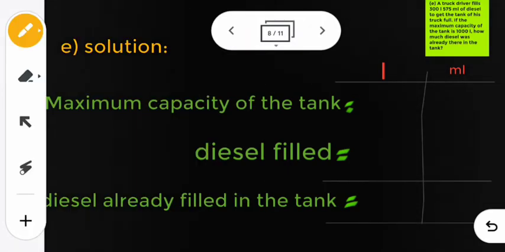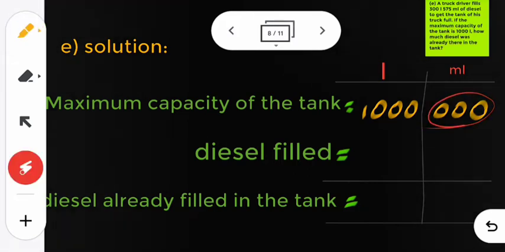Okay, here maximum capacity is 1000 liter. Maximum capacity is how much liter? 1000 liter. So 1000 is liter, so you have to write in liter place, and there is no milliliter. You have to put 0, and in liter and milliliter place, I told you it should be 3 digits. So you put 3 zeros.